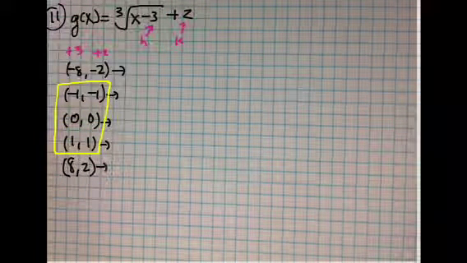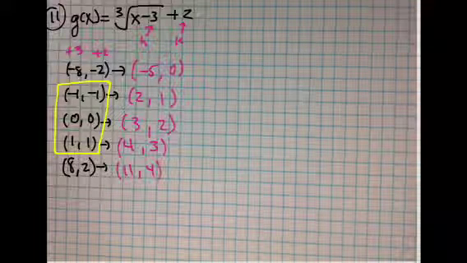Okay, so for number 11, h is positive 3 and k is positive 2. So the x's are going to increase by 3 and the y's are going to increase by 2. Okay, so we have negative 5, 0; 2, 1; 3, 2; 4, 3; 11, 4. Okay, so these are the ones that we would normally graph, but I'm asking you to do the outside ones just to make sure you get the right graph down and not confuse it with a cube function.